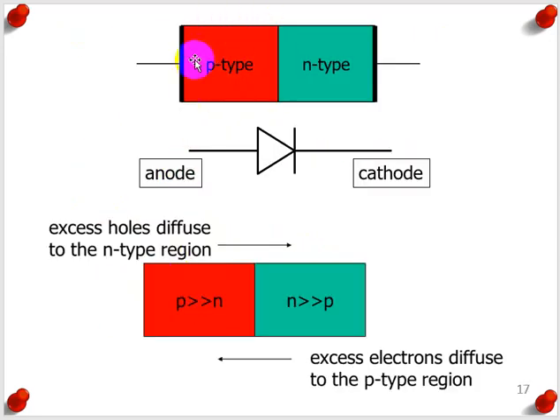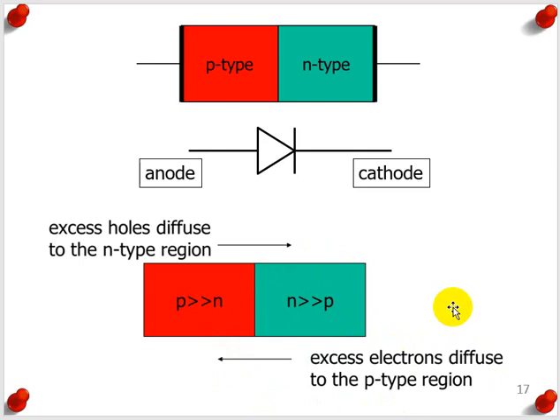P-type semiconductors. You can see a diode is formed of two types of materials. First one is P type, then the N type, and this is called anode and this is called cathode. Excess holes diffuse to the N type region from here, and excess electrons diffuse to the P type material from this type of material. So this flow of electrons causes flow of current.